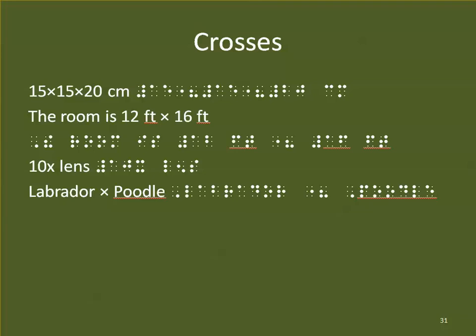A 10x lens, I see this a lot on teachers' worksheets. They're just doing X when they really should be using a multiplication cross, but who's going to look up a multiplication cross when you're in a hurry, right? So just 10x lens, so that's exactly what we do in Braille. Again, no grade 1 indicator needed there because X can't be mistaken for a numeral. But if we have breeds of dogs, horses, whatever, flowers, Labrador crossed with a poodle, it's a multiplication cross, so that's what we braille. And there are spaces on either side, so that is also reflected in Braille.